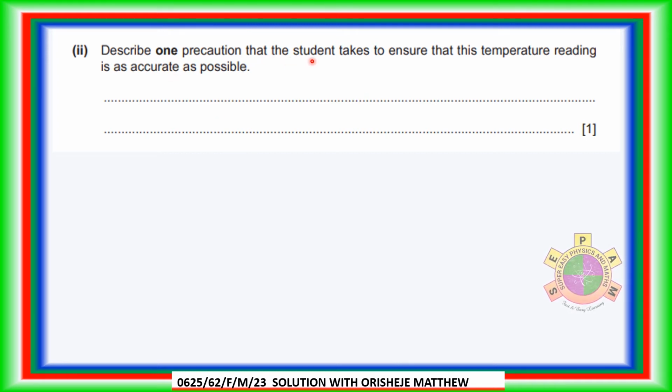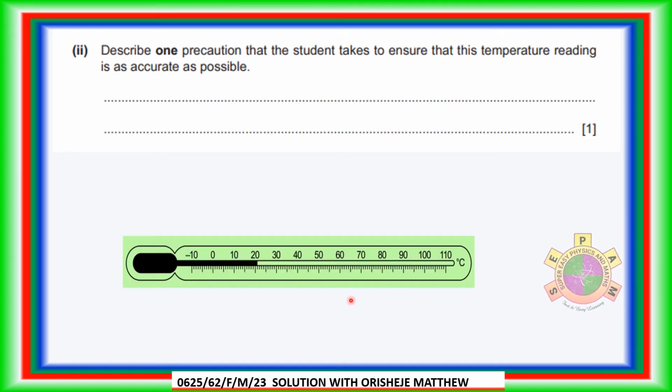Describe one precaution that the student takes to ensure that the temperature reading is as accurate as possible. So you have your thermometer and you want to read it as it is rising. One, you must make sure that the mercury or the liquid that is expanding stops rising before you take your measurement. And two, when you want to take your measurement, position your eye perpendicularly to the calibration, to the scale. So your eye must be positioned vertically.